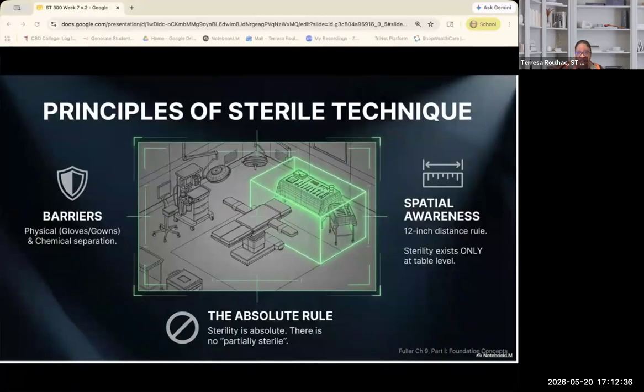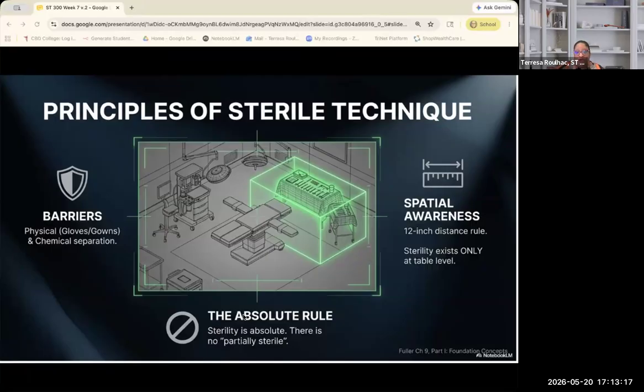So the principles of sterile technique, another concept that comes up a lot. I want you to focus on this highlighted area right here. Okay? This is where sterility exists. We're looking at the table level within the draped field. Sterility exists only at the table level, okay? Not below. I have seen this come up. Not outside, not assumed.